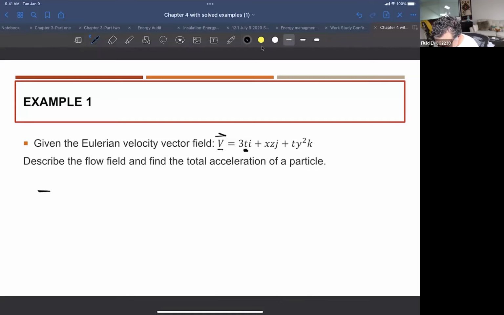Does every component have to be a function of t? No. Once I find t in any part of the whole vector, that means it is changing with time. That means it is unsteady, because V is a function of t. V means whatever this vector is, any component of the vector. Okay, compressible or incompressible?